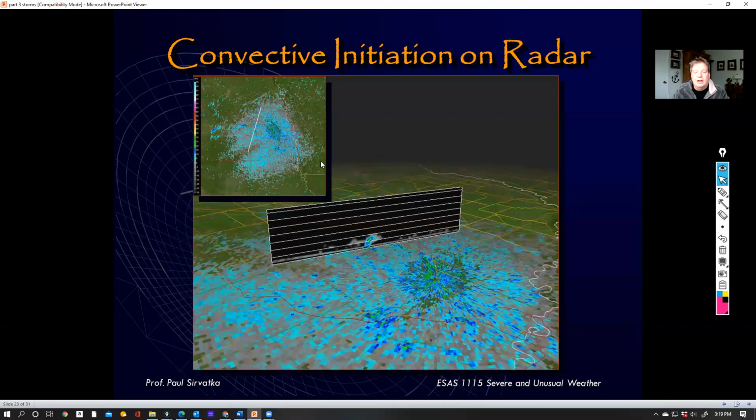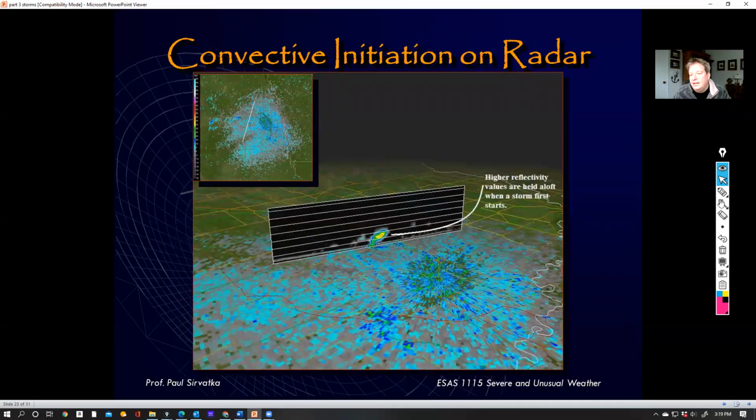We're going to look at radar. We're talking about convective initiation. And what we're saying is that the echoes start showing up, the precipitation starts forming up above the ground. But at this point, it's just starting to rain to the ground. So it's going from the developing cumulus stage into the mature stage. Okay.